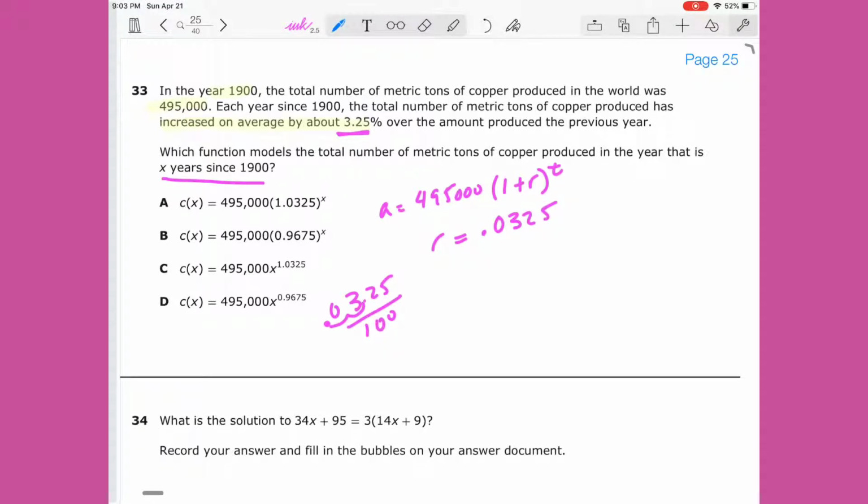And we're talking about years since 1900. So we're talking about increasing, okay? Increasing on average. So that's going to be 495,000 times 1 plus 0.0325, which becomes 1.0325 to the power of x, and that's the function. So our answer choice is going to be A.